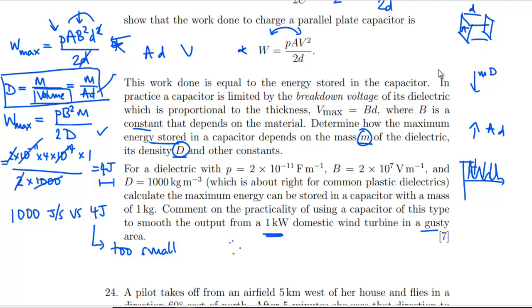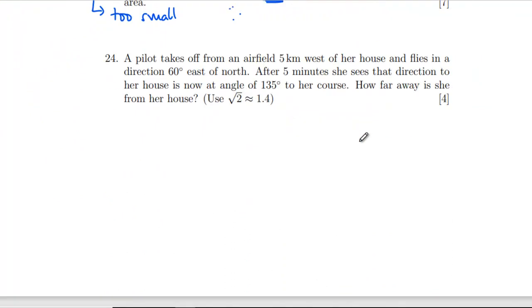So yeah, that's a nice question. I like that one. Let's push on though. Don't want to be whittering on about that for too long.